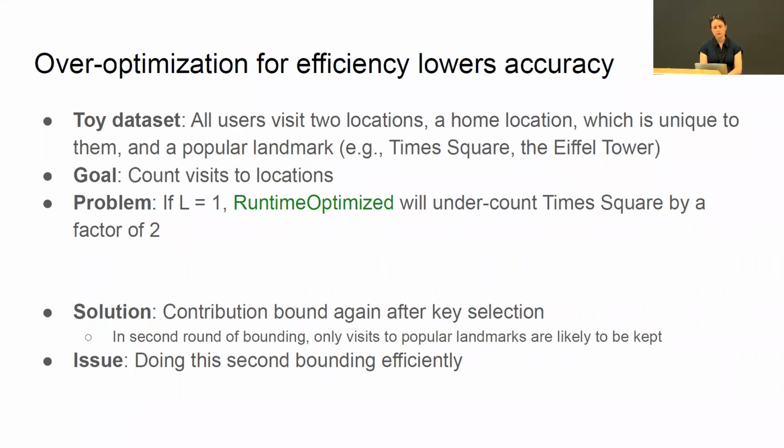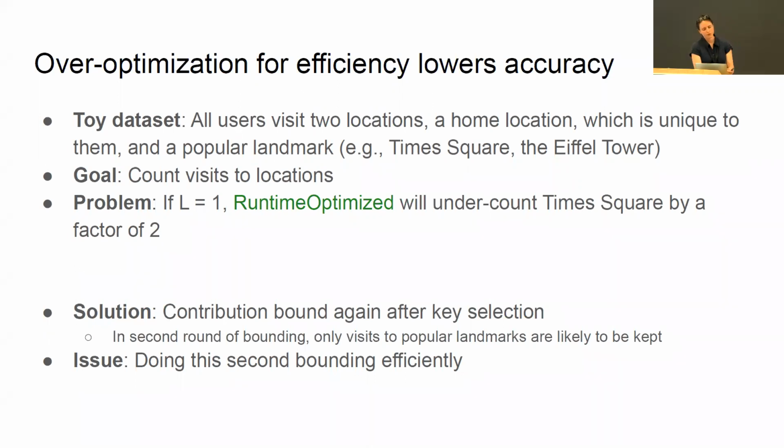And one straightforward solution to this problem is to redo contribution bounding after key selection. So before we run the DP mechanism M, we go back to the original data, we enforce the L limit again, but this time we only keep user contributions to selected keys. And that way a user isn't wasting contributions on other keys. And with this setup, each user will contribute to a popular landmark that made it through key selection, and they won't waste a contribution on their home location.